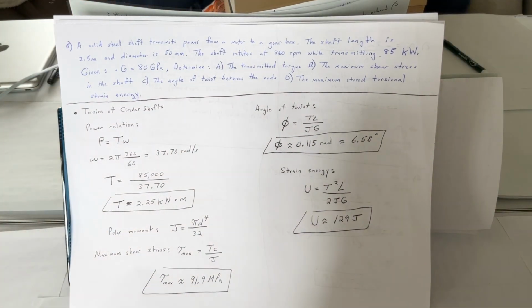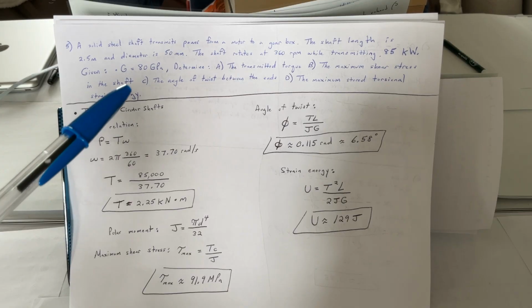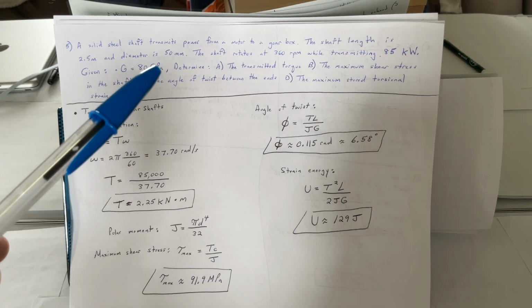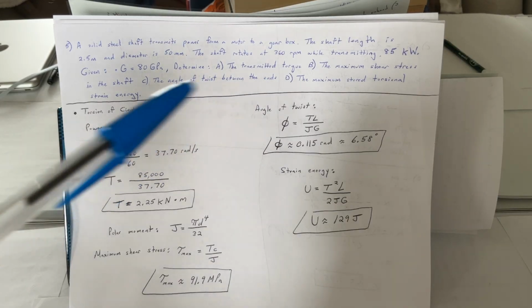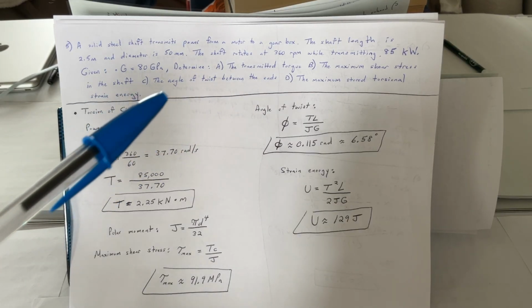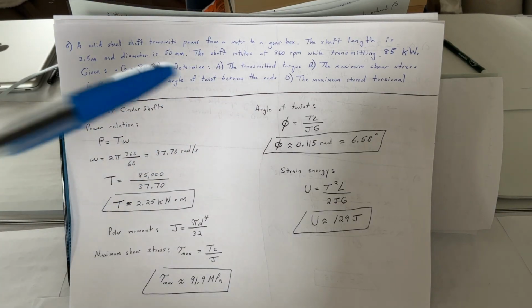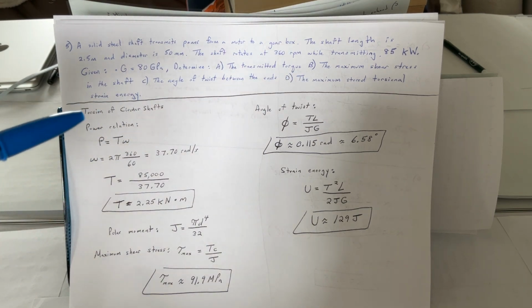For number 5, we have a solid steel shaft that transmits power from a motor to a gearbox. The shaft length is 2.5 meters and diameter 50 millimeters. Shaft rotates at 360 RPM while transmitting 85 kW. Okay, so we're given this. The G is 80 GPa. Determine A, the transmitted torque, B, the maximum shear stress in the shaft, C, the angle of twist between the ends, and D, the maximum stored torsional strain energy.